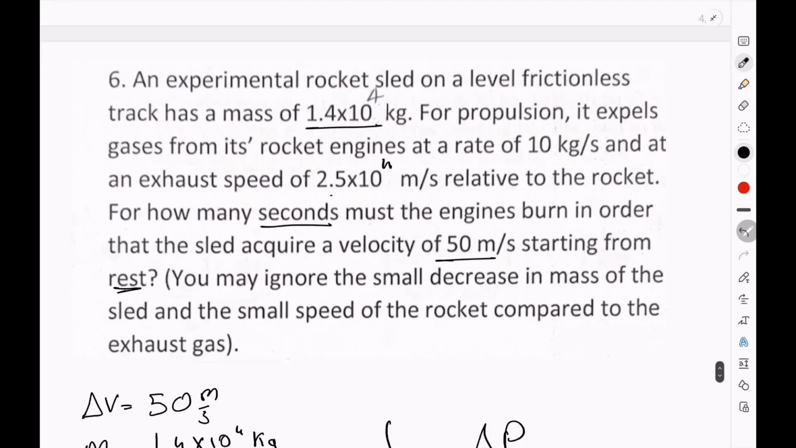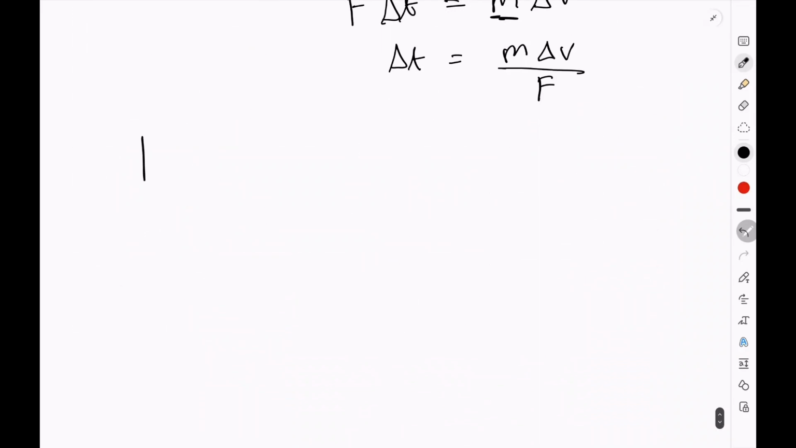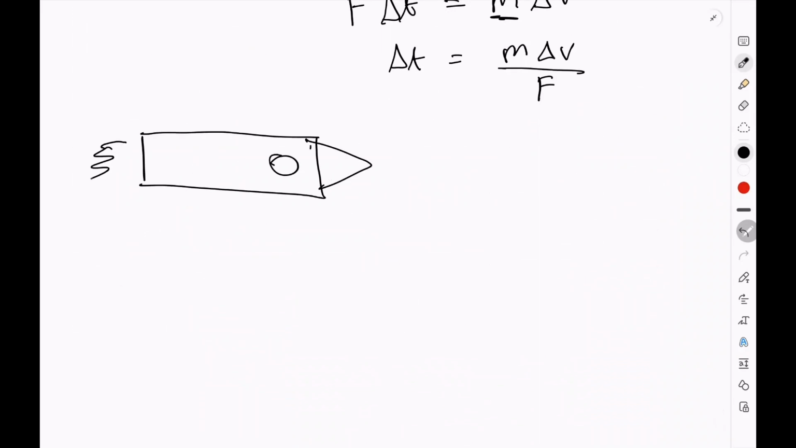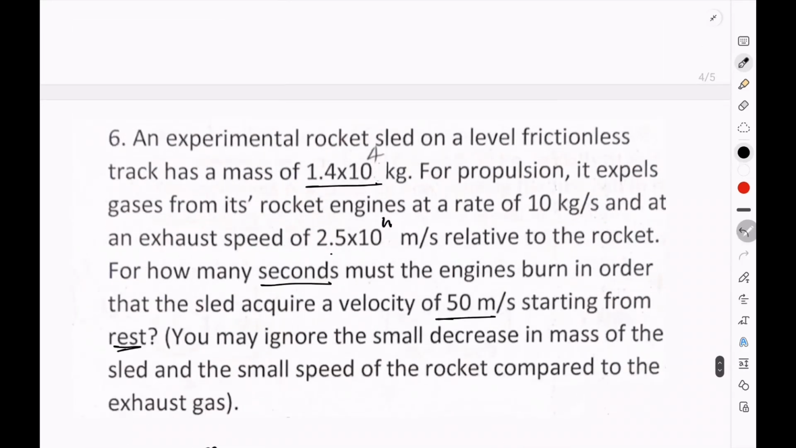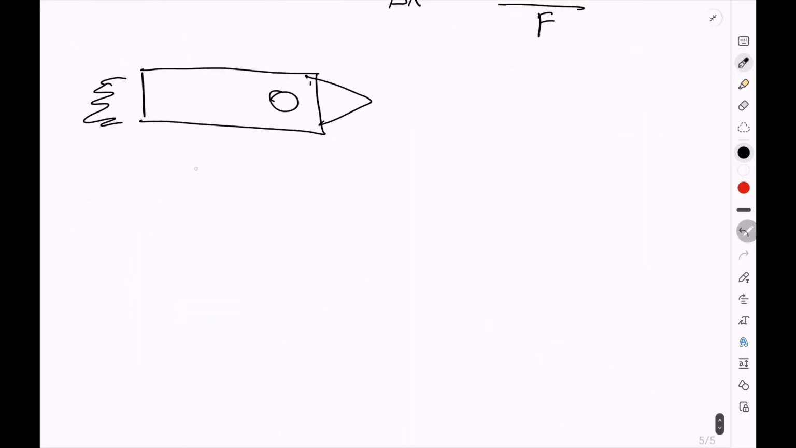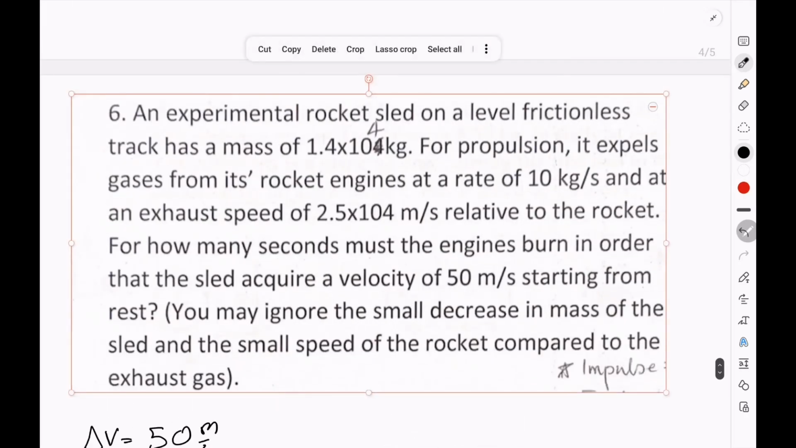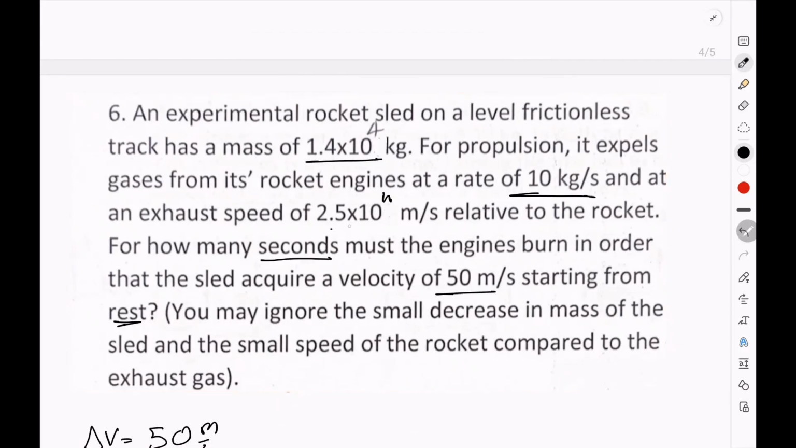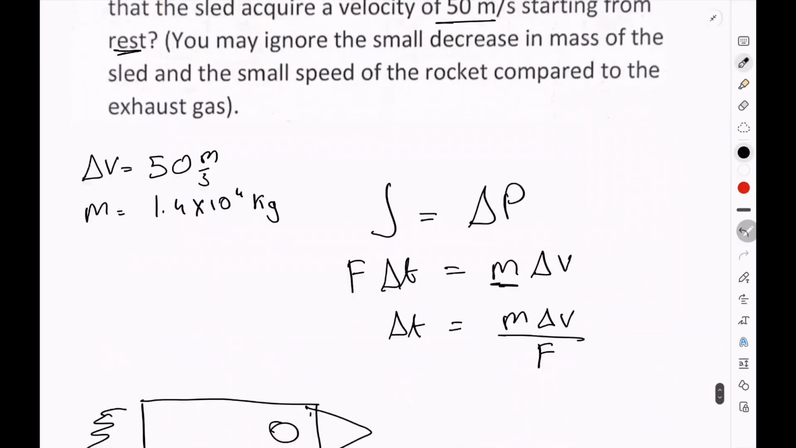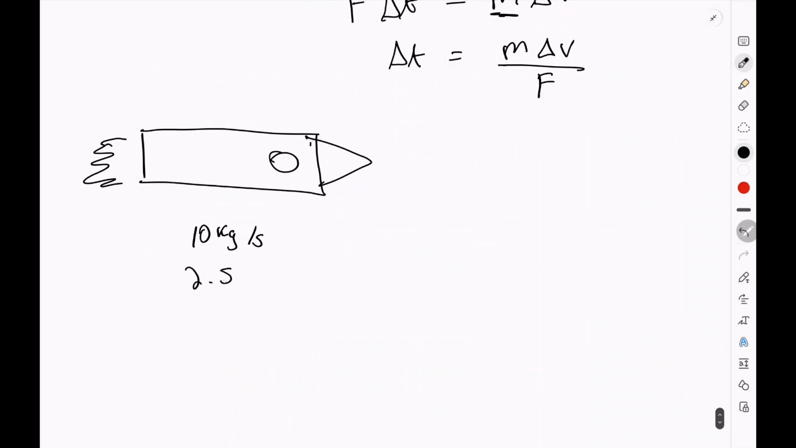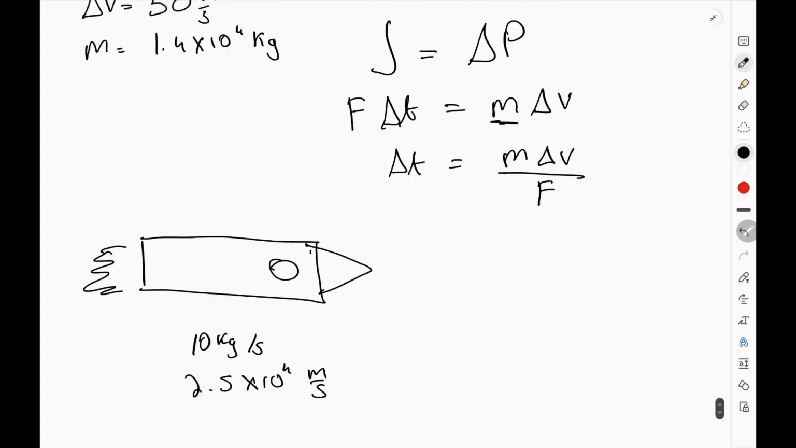So how can we find the force? We are given our rocket ship, right? This rocket ship expels gas. We know that it expels gas at a rate of 10 kg per second, and the exhaust speed is 2.5 times 10 to the 4 meters per second. And this actually makes up our force.